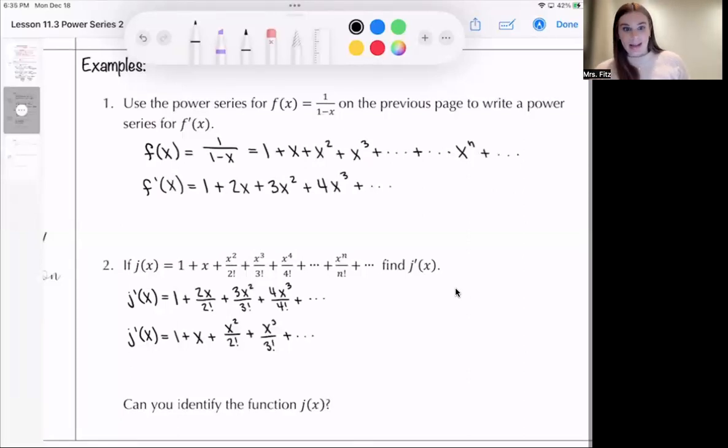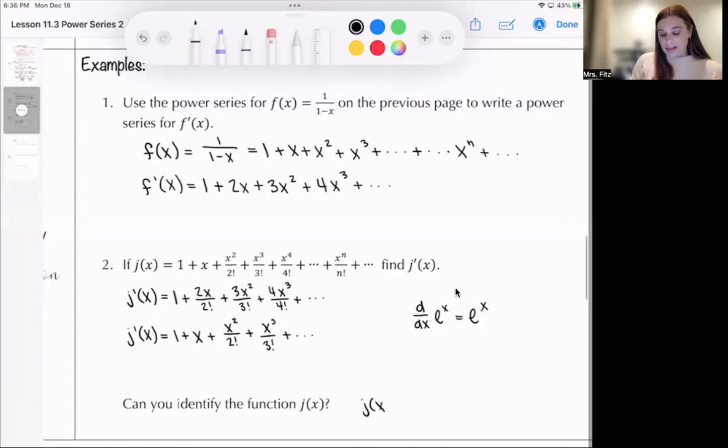Do you notice anything between j of x and j prime of x? Turns out they're equivalent. So it turns out that this is a specific function, actually. Whose function, or what function has a derivative that's the same as the original function? Think about it for a moment. Well, the derivative of e to the x is, guess what? e to the x. So it turns out that j of x is actually e to the x.